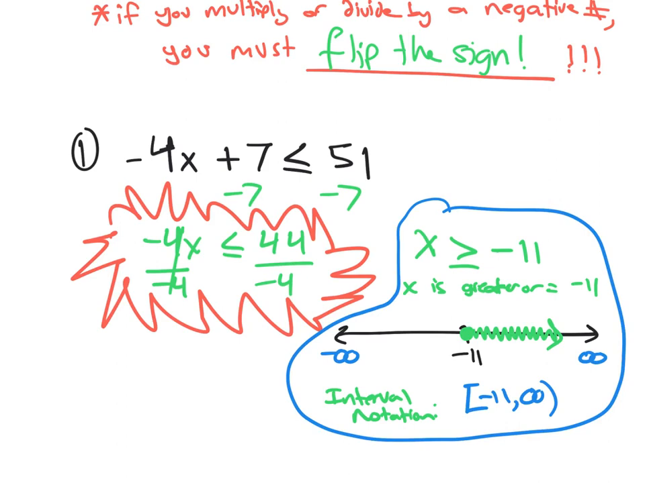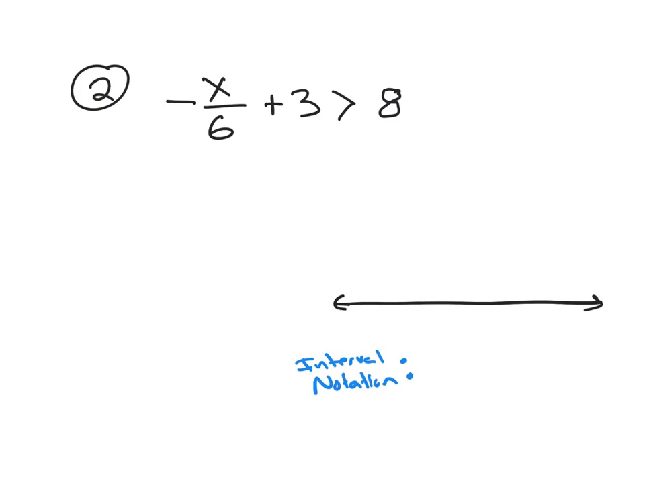Okay, now that we've done one, the rest of these should go faster. All right, here in number 2, I've got negative x over 6 plus 3 is greater than 8. So I'm going to subtract 3 from both sides, and I get negative x over 6 is greater than 5. Now what you notice here is I want to get rid of the 6 in the denominator, but it's also negative. So in order to fix that, I'm going to multiply by negative 6.